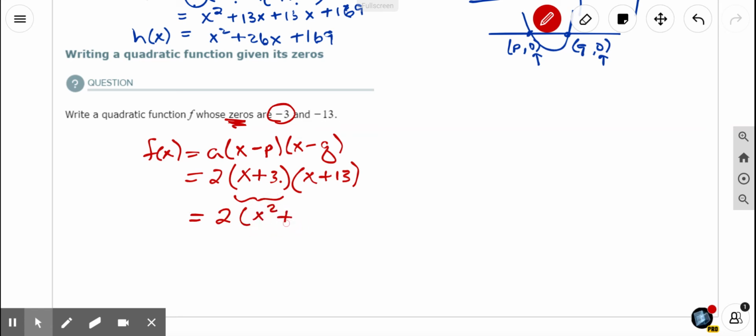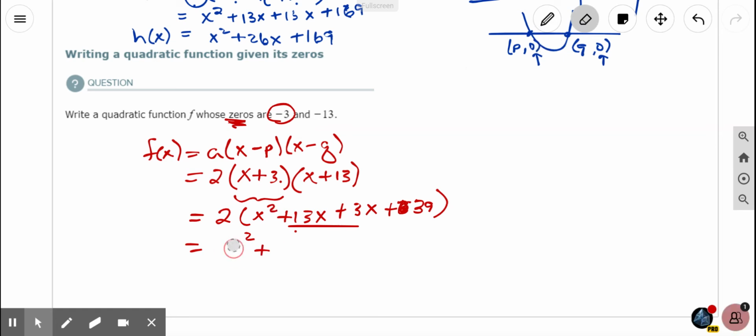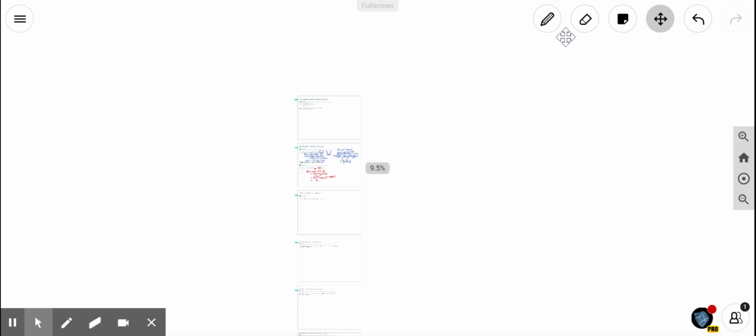Now I need to FOIL it out. I'm foiling it. 39. I need to work on my 13s apparently. Okay, here we go. Since I chose a as 2, this is going to add up to 16x. Hang on, I guess I shouldn't have multiplied out that 2 yet.